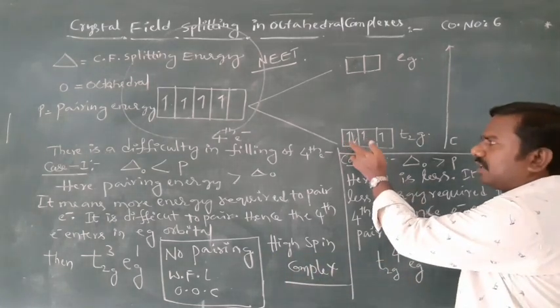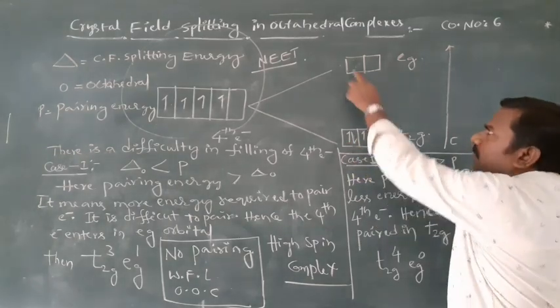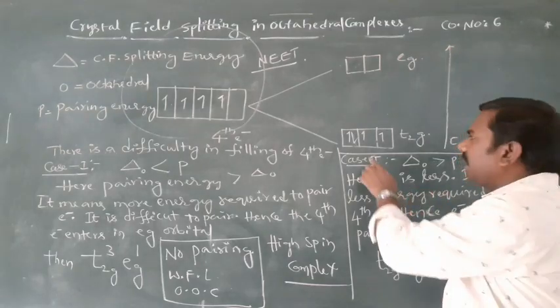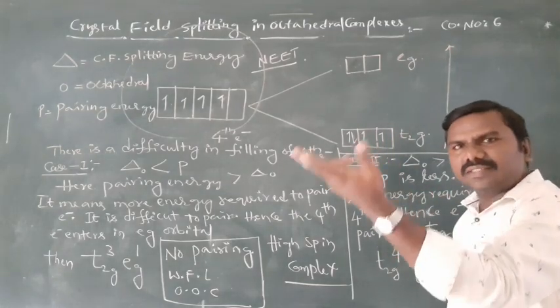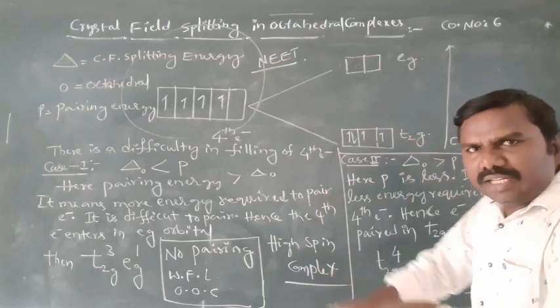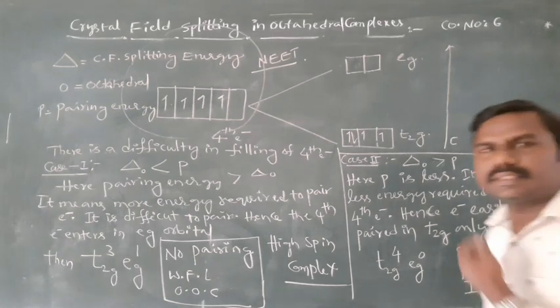Pairing starts, plus half minus half is 0. Previously plus half four times, so 2. But here plus half minus half is 0, plus half is 1. Previously 2, now 1. Spin decreased. That's why it is a low spin complex. Low spin complex. Clear?